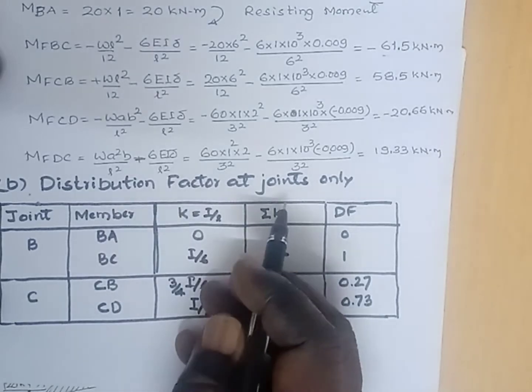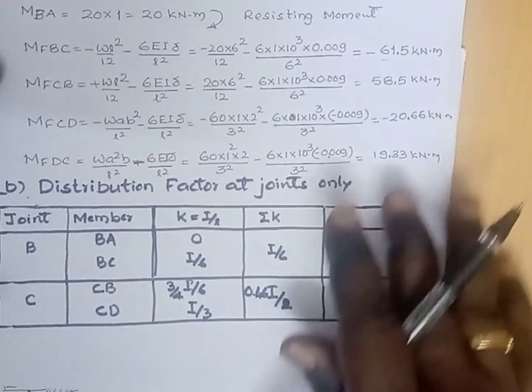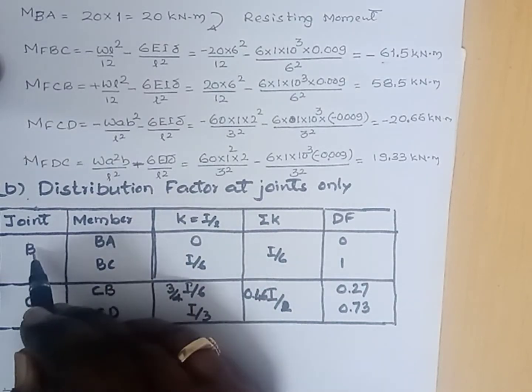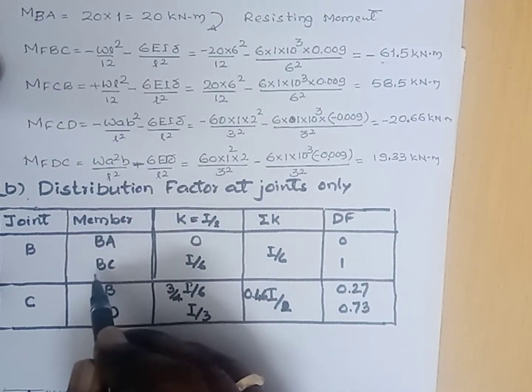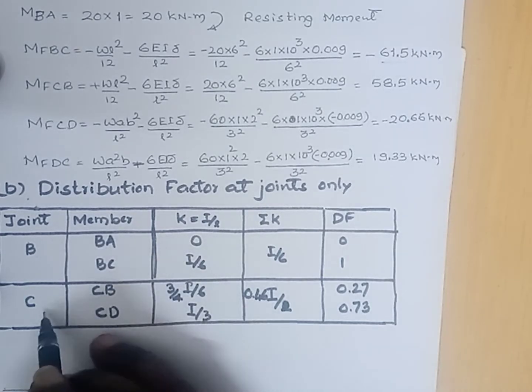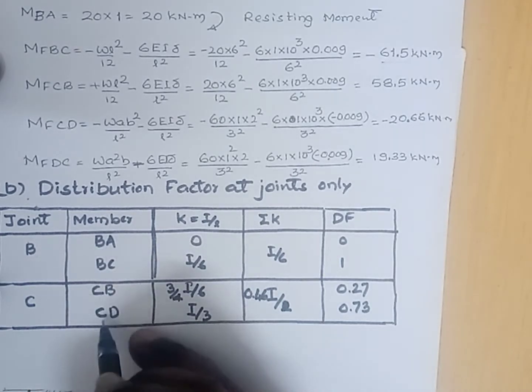Then here, the distribution factor for the joints only. Here, joint B and C. Members at joint B: two members, one is BA and one is BC. Two members are connected at this joint. At C, two members are connected, CB and CD.